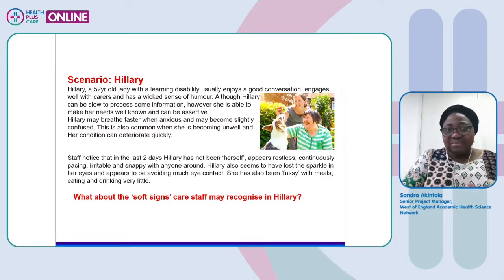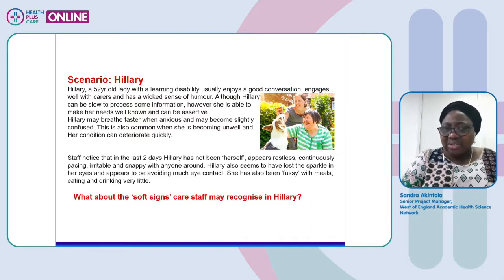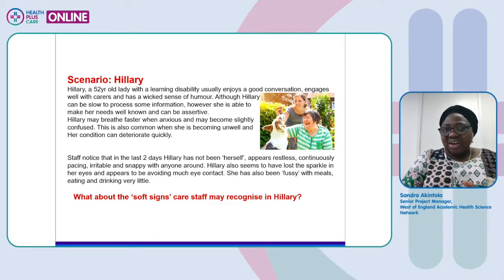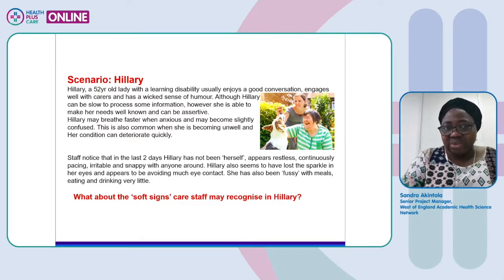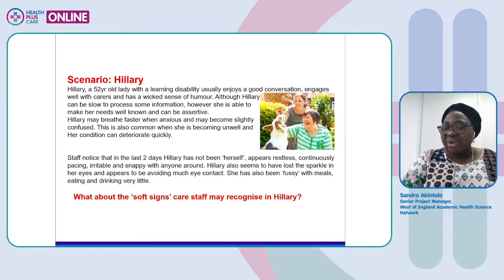But today, staff noticed that in the last 2 days, Hillary's not been herself. She appears restless, continuously pacing, irritable, and rather unlike her, very snappy with everybody around. She seems to have lost the sparkle in her eyes. She has been avoiding much eye contact. Hillary's also been fussy with her meals. She was eating and drinking very little.